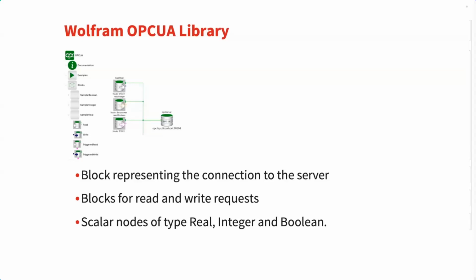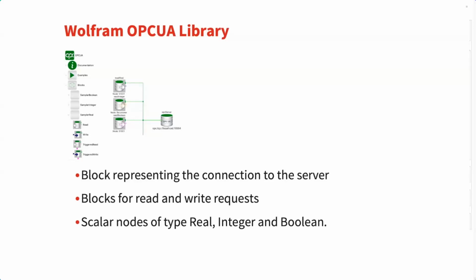Common for all read and write blocks is that they have parameters for specifying which node ID to read from or write to, and they must also be connected to a server block. In OPC UA, a node ID can be either a numeric integer ID or a string ID. The library supports both of them.